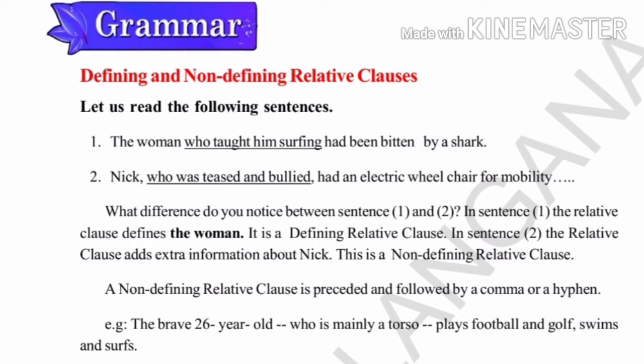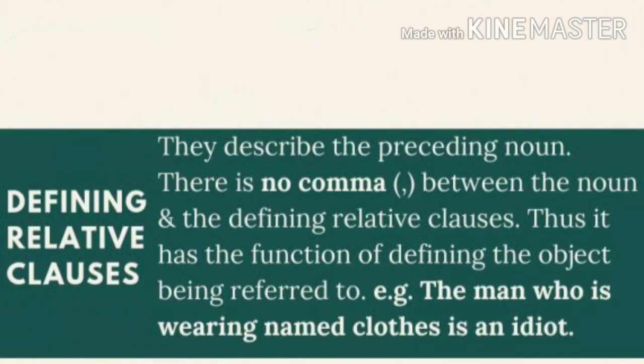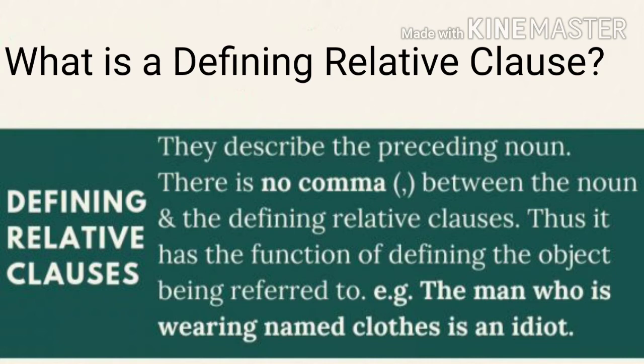Okay, what can you understand here? In relative clauses, we are discussing two different types. One is defining and the second one is non-defining. Let us see them with some more clarity. What is a defining relative clause?